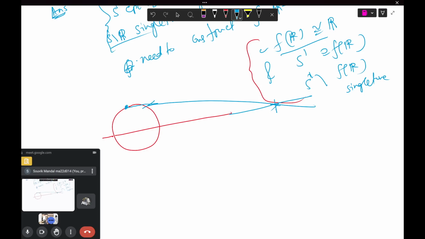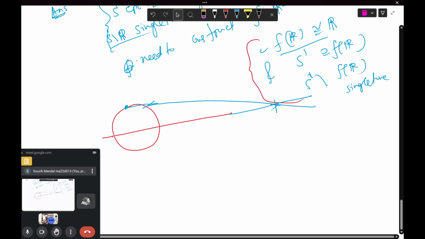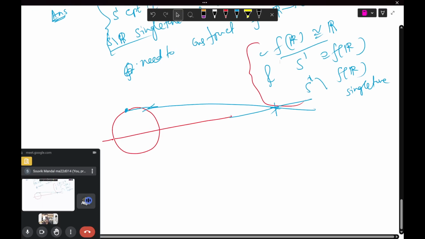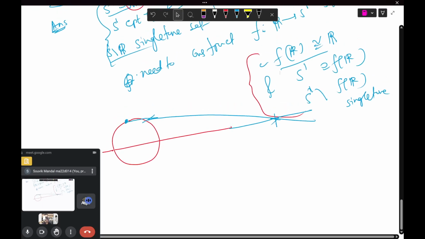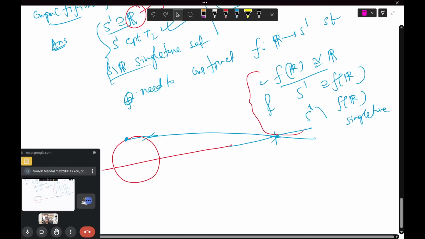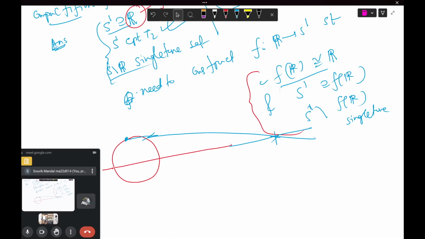Do you understand the argument? Sir, basically we map the points of the circle onto the real line. Yes, correct.